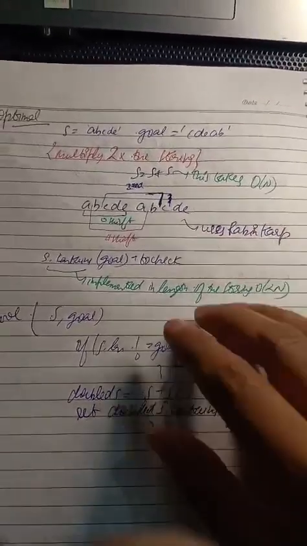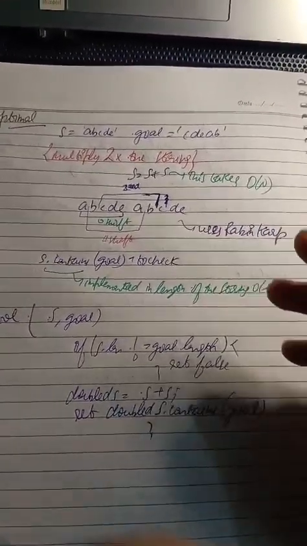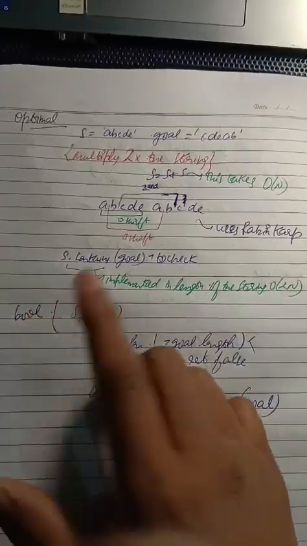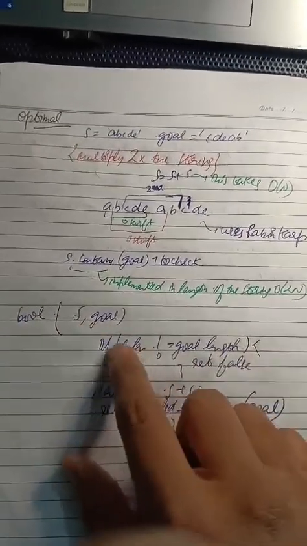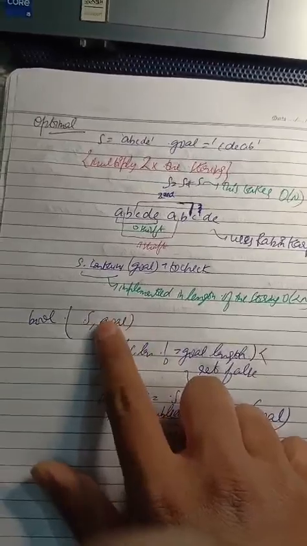So not a very big time complexity like the earlier one. So that's fine, and the code is very simple. That's the pseudocode: a bool function where both the strings will be passed.